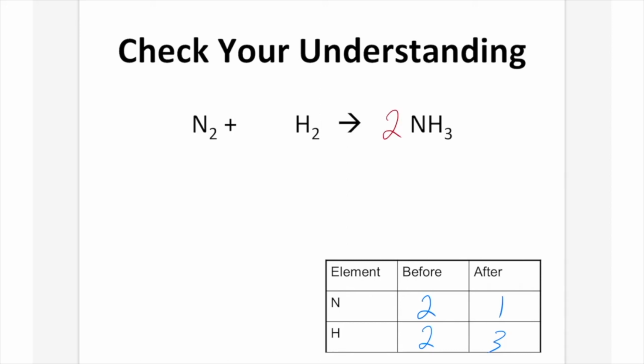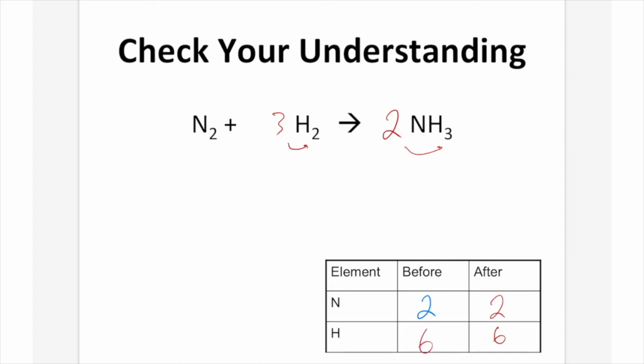is that's going to change this nitrogen from 1 after to 2. It also affects the hydrogens because now there's 2 times 3. So now there's 6 hydrogens on the right-hand side. So now we need to fix the hydrogens. So let's put a 3 in front of the H2. And when we do that, we get 6 because we're going to get 3 times 2.